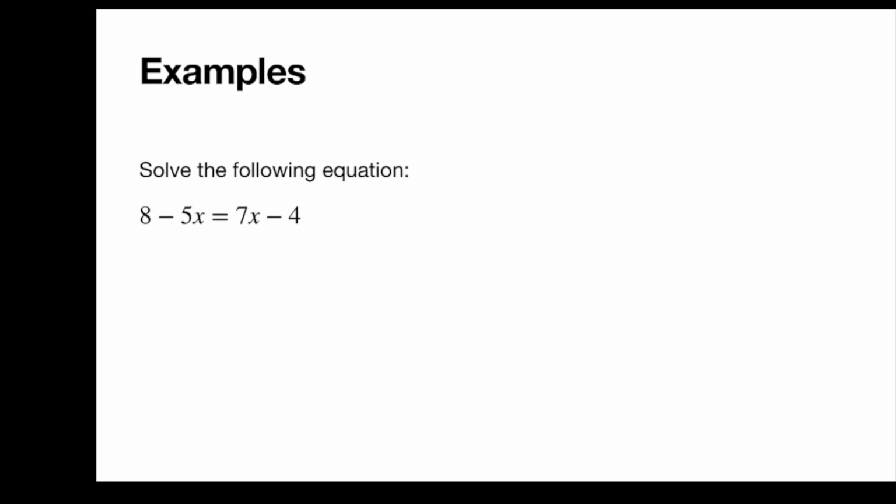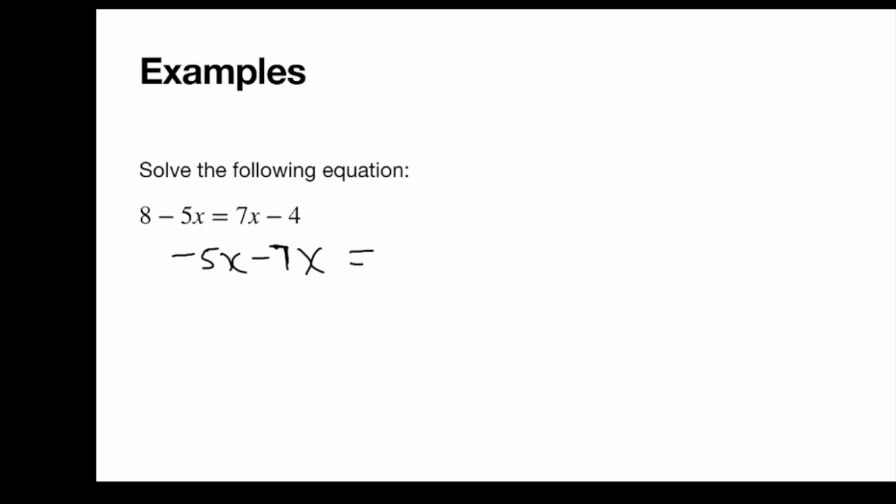So that means the 8 should be taken to the right, and the 7x should be moved to the left. On the left-hand side, negative 5x will stay there. 7x should be moved to the left. It is positive right now, but if you move it to the left, it changes to a minus. So now that becomes negative 7x. Then put your equal sign. Then we are moving the constants to the right-hand side. The numbers, we are moving them to the right-hand side.